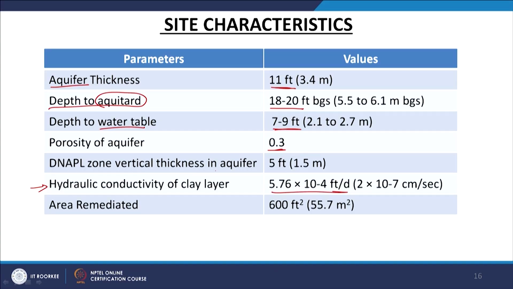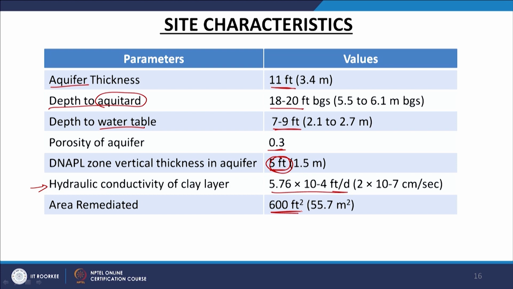DNAPL zone vertical thickness in the aquifer, right, that is a considerably thick DNAPL zone, it is almost 5 feet. The area to be remediated as part of this pilot scale is around 600 square feet, right, some generic aspects out here.